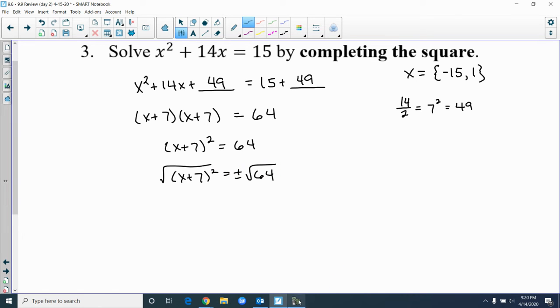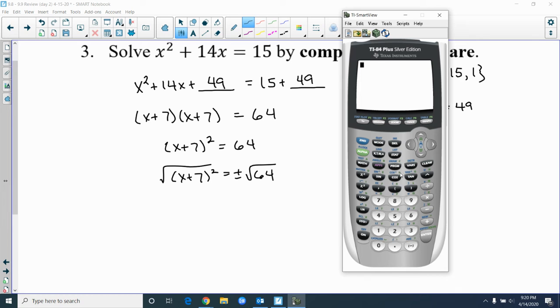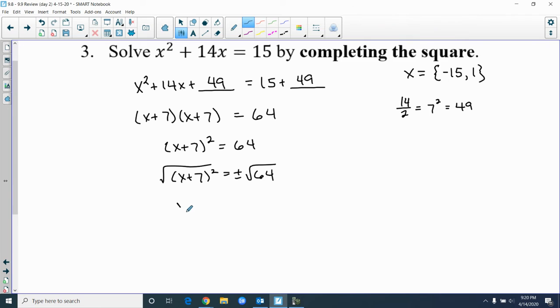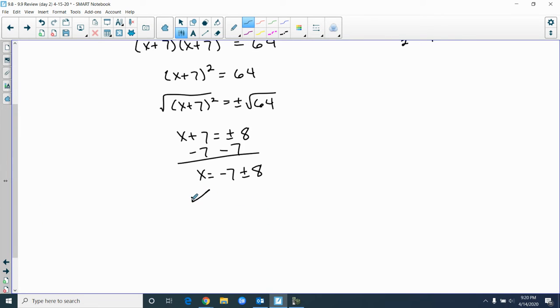Now, what is the square root of 64? If you're doing one of the first 4 problems, it better be a whole number. It's just 8. And when you write this down, the square root is gone. We took the square root. It is now plus or minus 8. Subtract 7, and you get x equals -7 plus or minus 8.